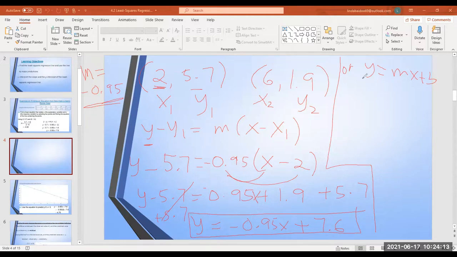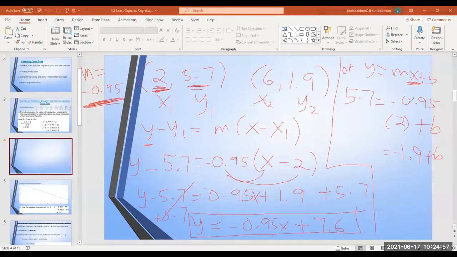If I'm using the first one, then my y is 5.7. So I put here 5.7. My m is what we have already calculated earlier on. We got it to be negative 0.95. 0.95 has to multiply x. So x corresponding to 5.7 is 2. So I put 2 here. What I've done is I've substituted y here. I've substituted the m. I've substituted x. Now I want b. So I have to multiply the m and the x, and when I multiply this, I'm getting negative 1.9 plus b.